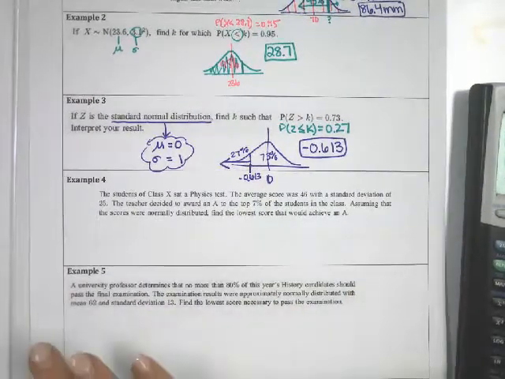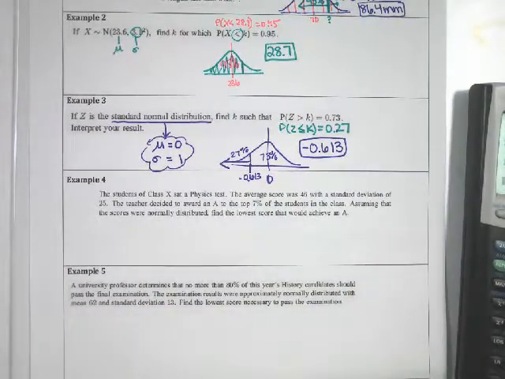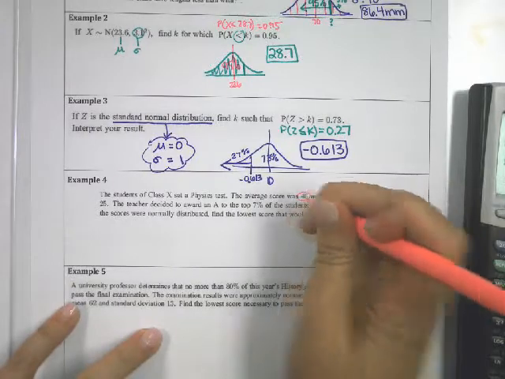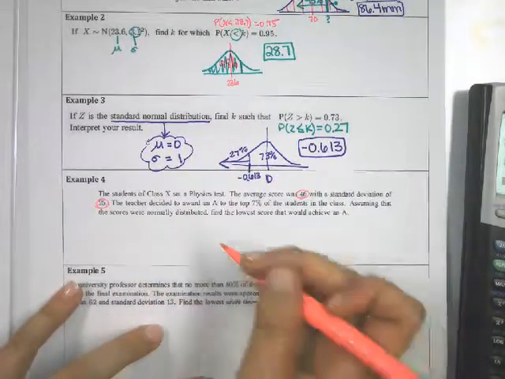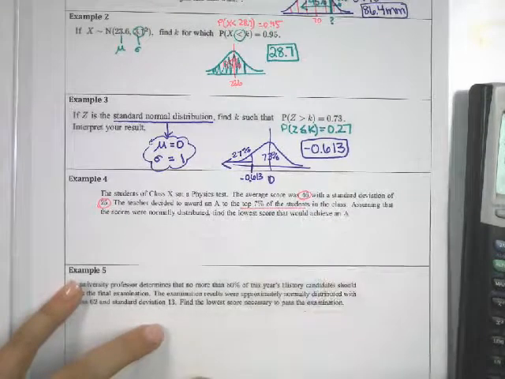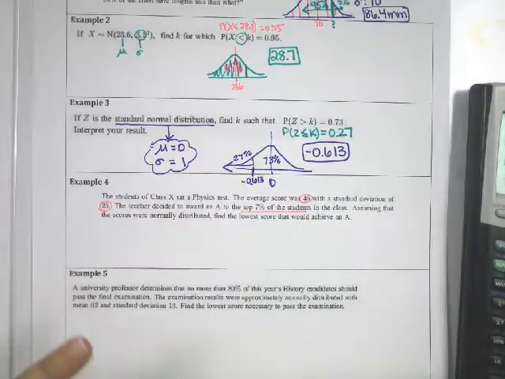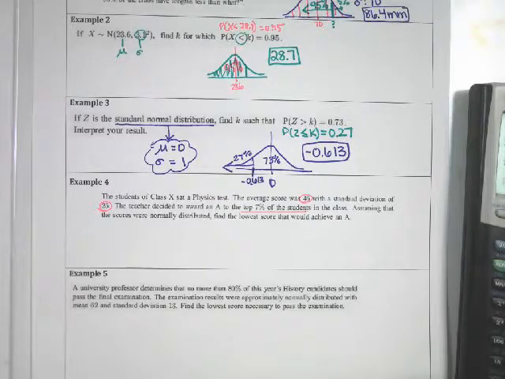Okay, example 4. The students of class X sat a physics test. The average score was 46 and a standard deviation of 25. The teacher decided to award an A to the top 7% of students in the class. Assuming that the scores were normally distributed, find the lowest score that would achieve an A.